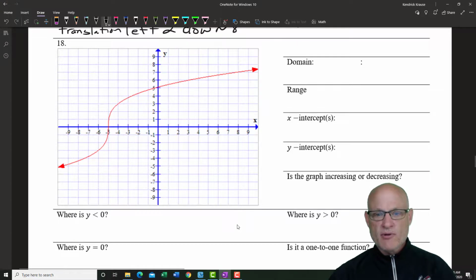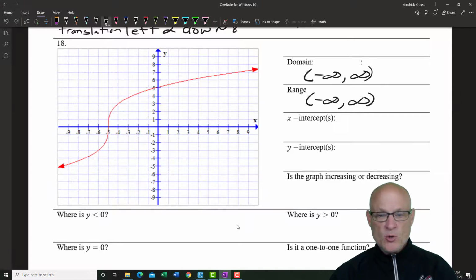Domain, left and right forever. Negative infinity to positive infinity. Range, negative infinity to positive infinity. What is the x-intercept? Oh, it's right here. It's negative 5. Y-intercept looks like it's positive 5.